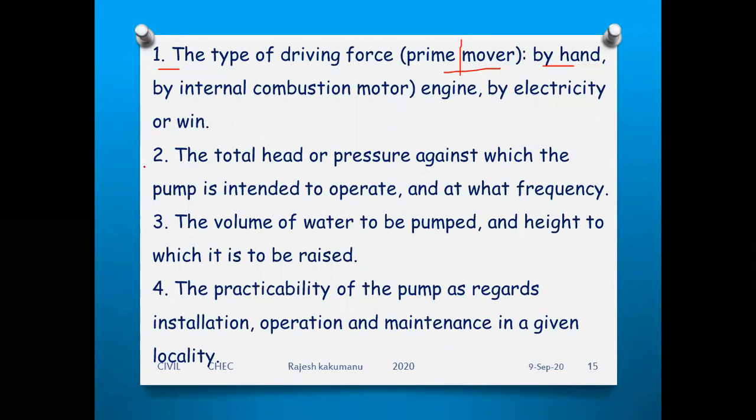Next, the total head or pressure against which the pump is intended to operate. So we have to see the total pressure head on which the pump is to operate. What is the frequency of the pump? So we have to calculate some things, pressure and frequency. Next, the volume of water to be pumped and the height to which it is to be raised.